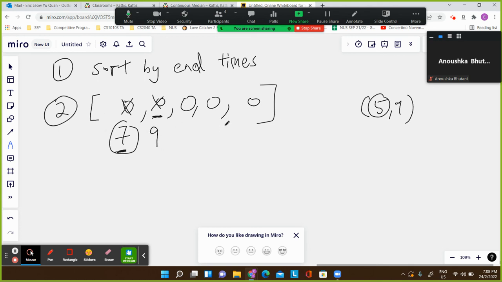Okay, but what is the time complexity of such an approach? If you think about it, in the worst case scenario, what happens? In the worst case, you have all these numbers being very large.